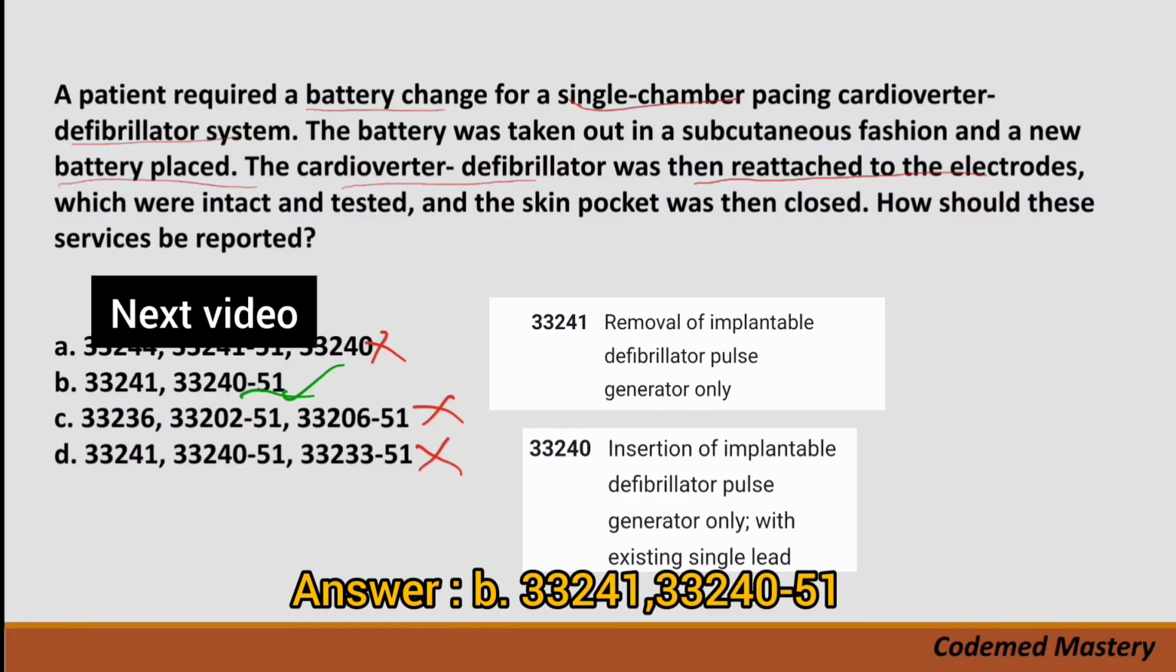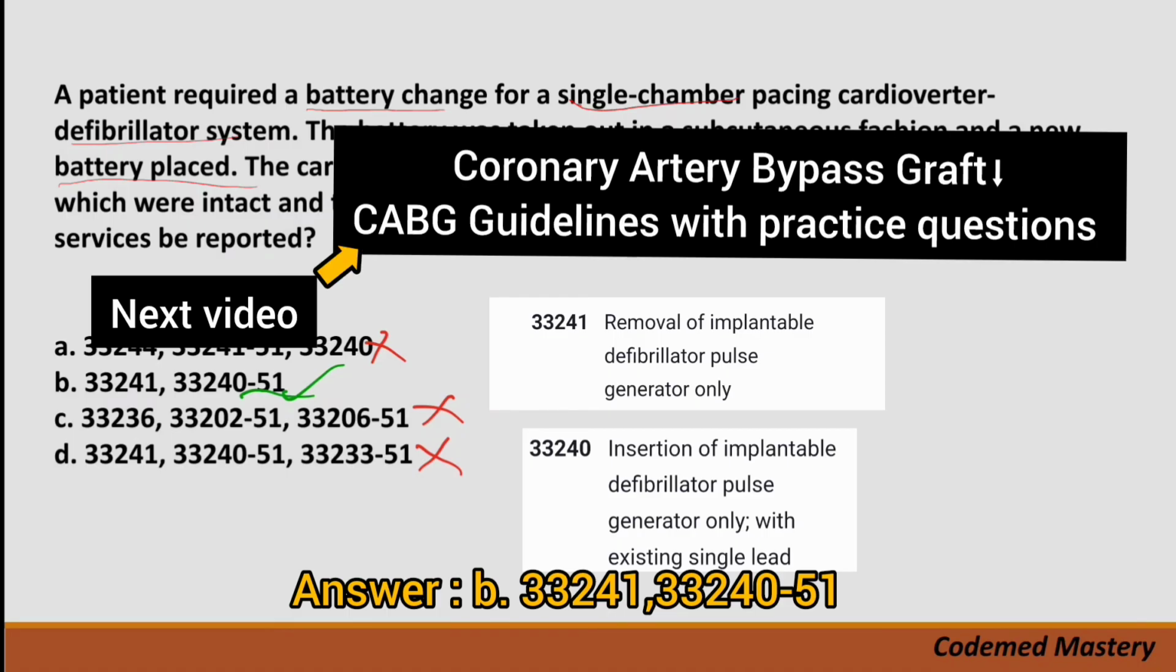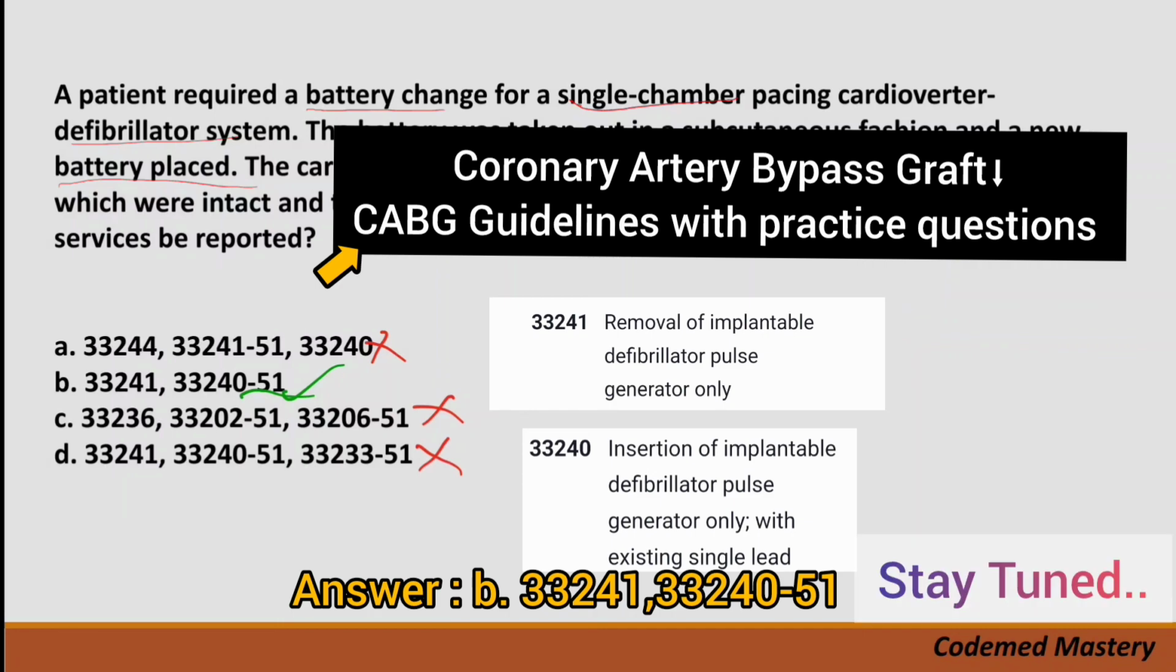In the next video, we'll study guidelines related to coronary artery bypass graft CABG guideline with CPC exam practice questions as examples. So stay tuned.